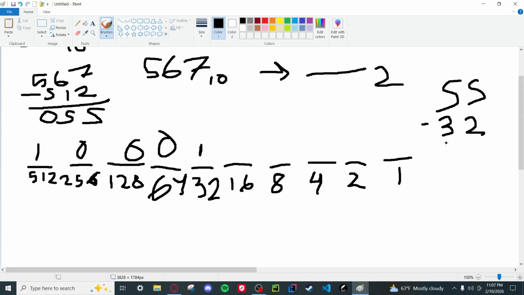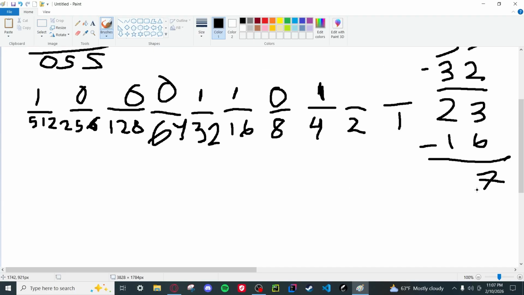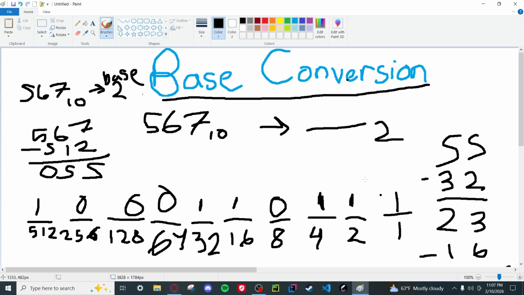55 minus 32 is 23. Yeah, see, we can fit a 32 here, cool. Can we fit a 16? Oh wait, we can. That's going to be 7, I think. Hopefully I didn't do any of my math wrong. I mean, there's no way, right? Okay, well, 8 can't fit. 8 is bigger than 7. 4 can't fit. Okay, now we have 3 left. Is 2 smaller than 3? Yes, it can. So if we put a 2 here, that'll still work. We're left with 1. Boom, 1 right there. This is your answer. 1 0 0 0 1 1 0 1 1 1 in base 2.